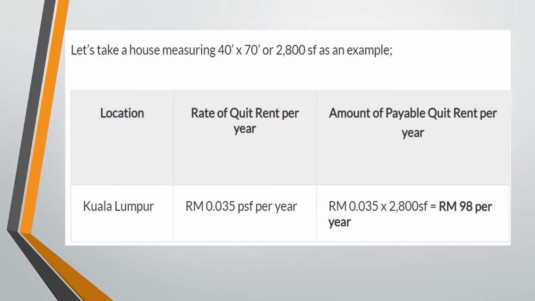Let's take a house measuring 40 times 70 or 2,800 square feet as an example. We will take the location from Kuala Lumpur. The rate of quit rent per year is RM0.035 per square feet. The amount of payable quit rent per year is RM0.035 times 2,800 square feet, and it will be equal to RM98 per year.